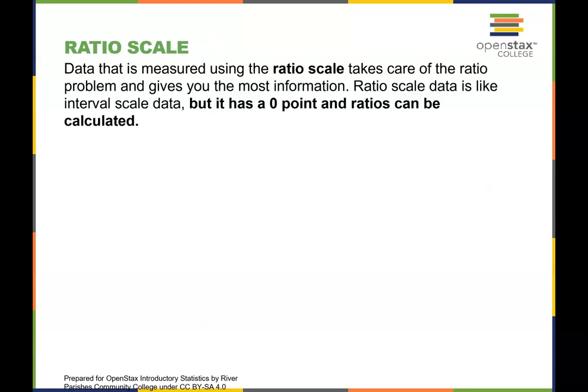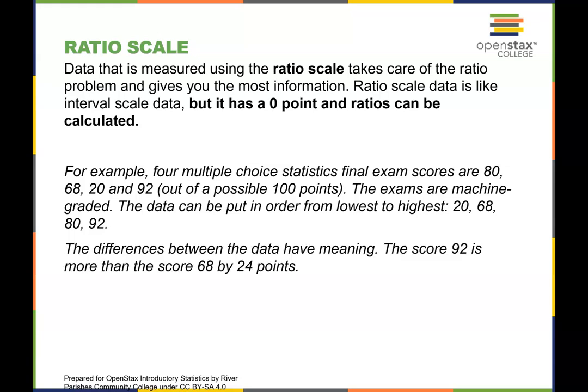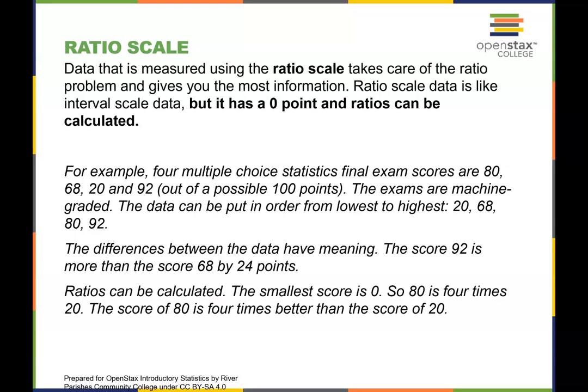Ratio scale. That gives you the most information. Ratio scale data is like interval scale, but it has a 0 point, and ratios can be calculated. For example, for multiple choice statistics, final exam scores at 80, 68, 20, and 92 out of a possible 100 points. The exams are machine graded. The data can be put in order from lowest to highest. We have differences between the data that have meaning, and ratios can be calculated. And we have the smallest score is 0. And we could talk about 4 times better, double, triple, those kind of things. So it has all the other things and more. So think of things for the ratio scale that you might have ideas about.